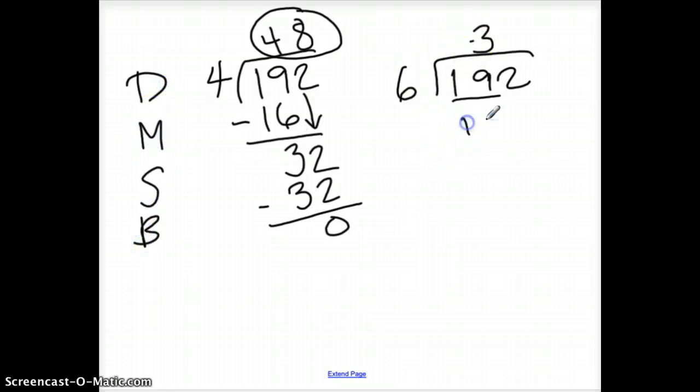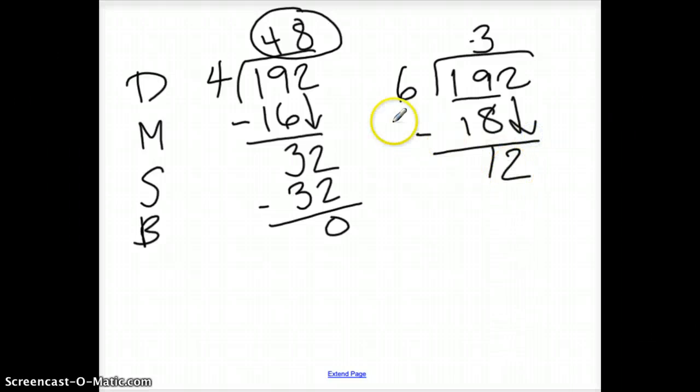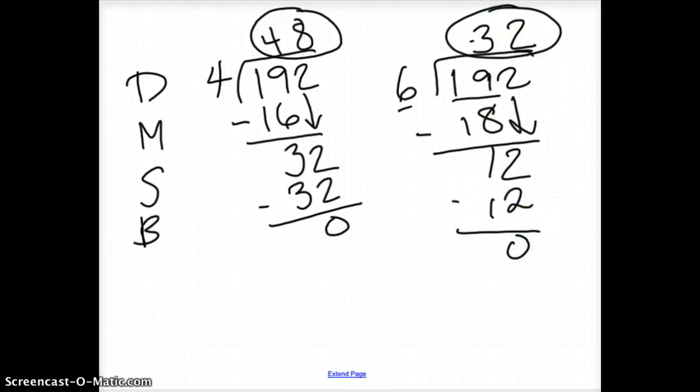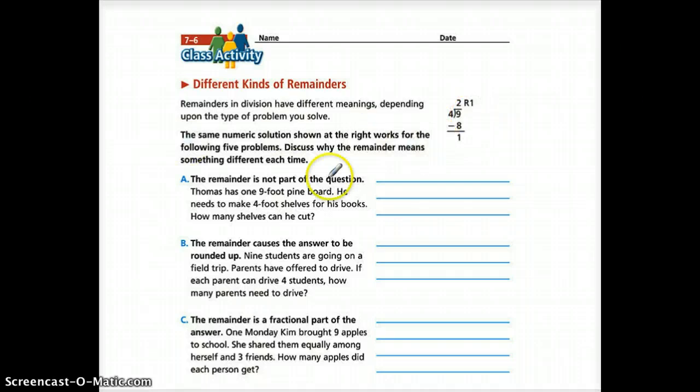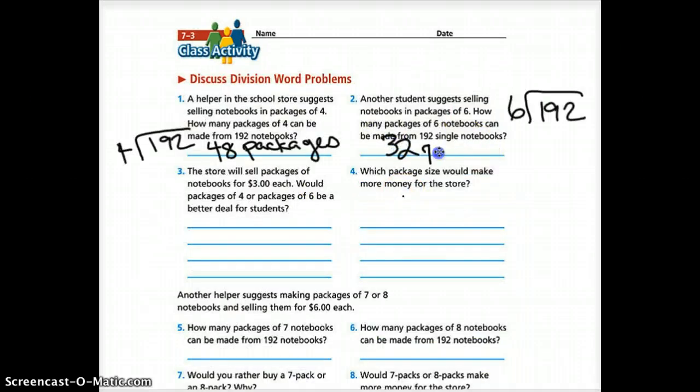6 times 3 is 18. Subtract. Bring down. 12 divided by 6 is 2. 6 times 2 is 12. And I get 0. So now if they're in packages of 6, then I can only make 32 packages.